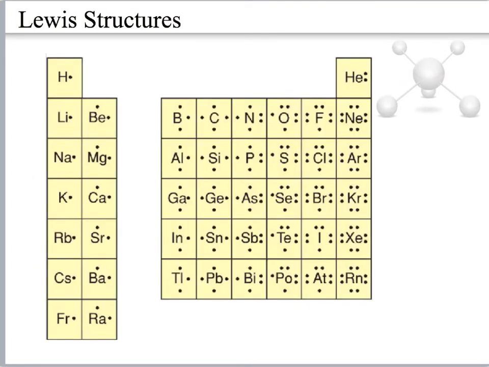And just to give you an idea, here are all of the elements in the periodic table with just their valence electrons shown. So these are the Lewis structures of the elements. And as a reminder, all of the elements in one particular group or family have the same number of valence electrons, which is why they have similar properties.